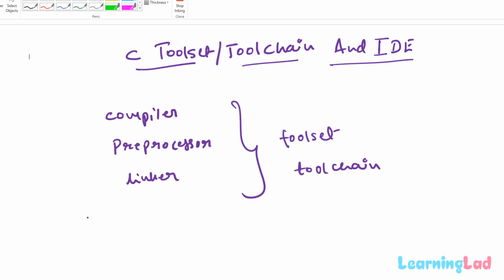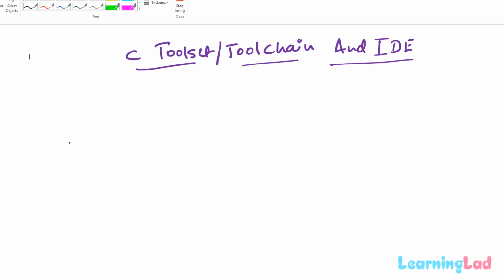We have seen that the output of the preprocessor is given to the compiler as the input, and then the output of the compiler is given as the input to the linker. So all these programs are chained together, and that's why they are also called the toolchain.